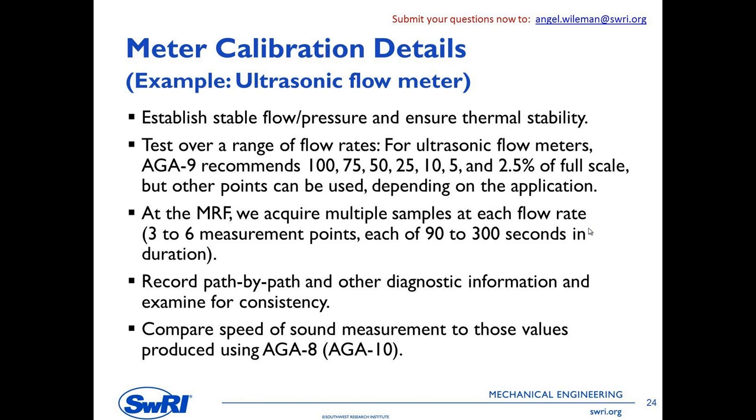If you're doing an ultrasonic meter and you're doing it for AGA9, AGA9 has some specific recommendations for flow rates that you should test at. 100, 75, 50, you can see the numbers there, down to 2.5% of full scale. It's kind of the logarithmic scaling type test set there. Of course, you don't have to do that though. Those are recommendations. If your meter is always going to operate at 70 feet per second or 60 feet per second, you should probably calibrate it in that range and be happy about it.